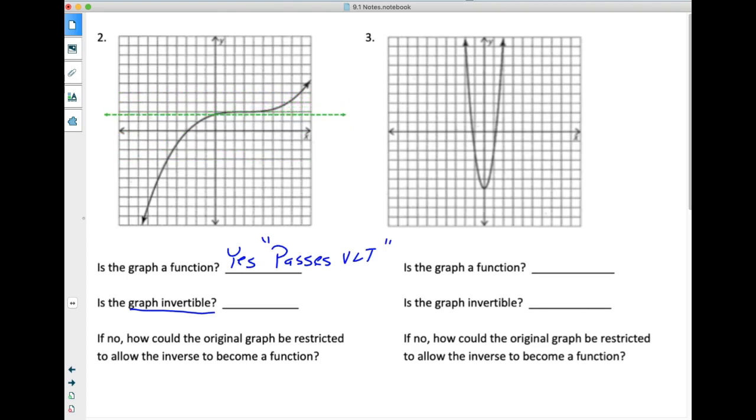And here it gets a little sketchy, but if you zoom in on it, I'm only on it in one spot. It'll be very, very obvious when you hit it in more than one spot. Is the graph invertible?